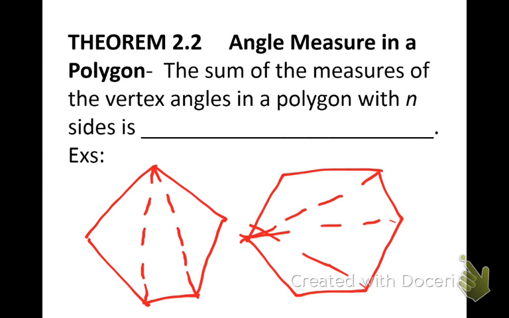There's 3 triangles, right? So there's 180 three times within that shape. So it would be 3 times 180. What would it be for the hexagon? There's 4 triangles. Yeah, Luke. 4 times 180. Anybody see the pattern now?